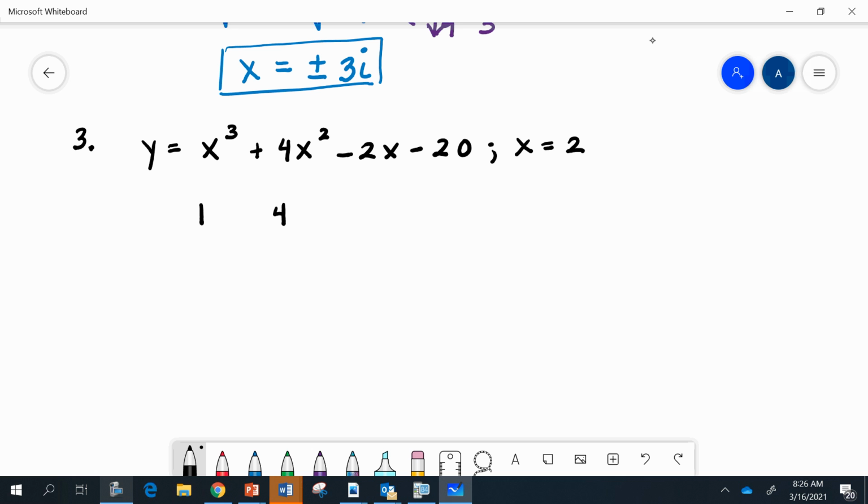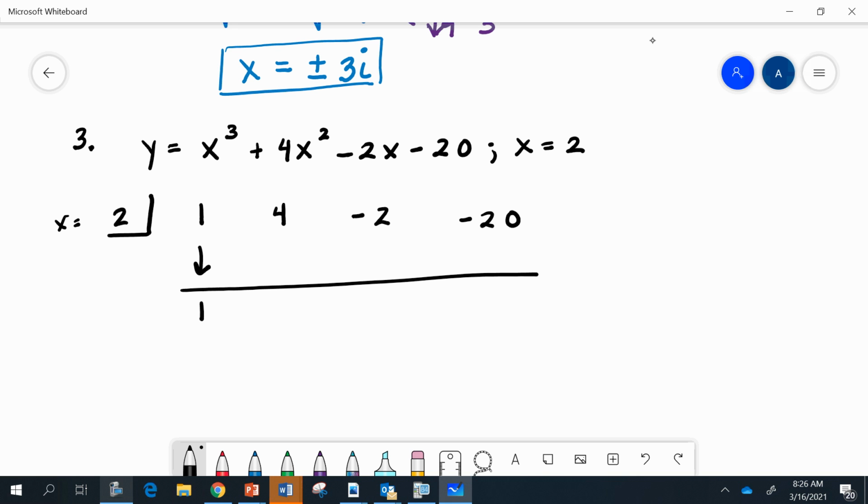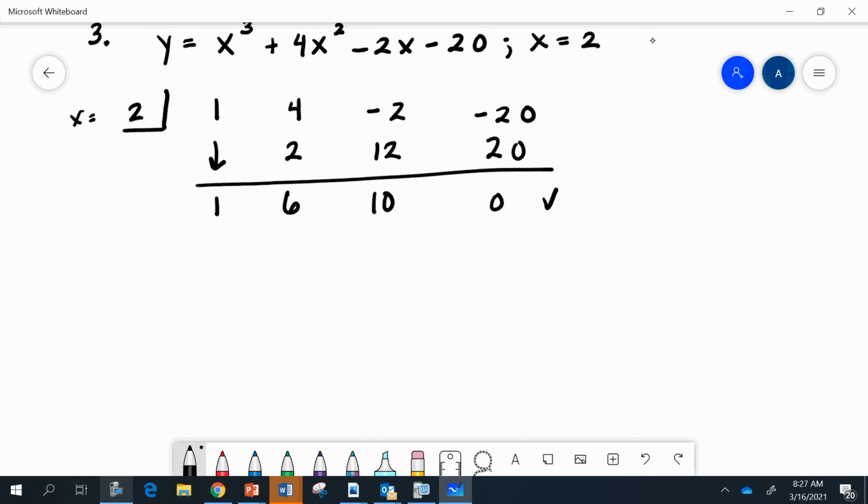All right, I'm just running through the synthetic division, and in the box right here, we're going to put x equals 2, see if this works. All right, 1 times 2 is 2. I add to get 6. 6 times 2 is 12. Add to get 10. 10 times 2 is 20. So yes, we get a remainder of 0. Let's put our variables back in, and the resulting polynomial is x squared plus 6x plus 10.